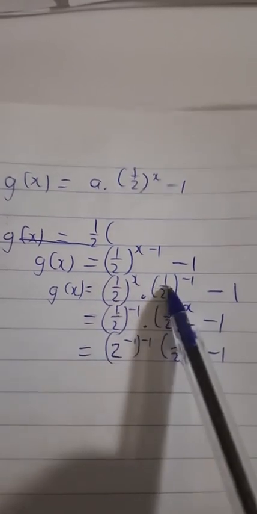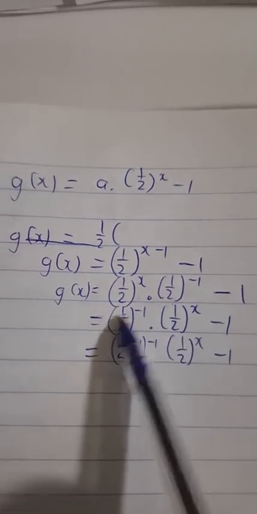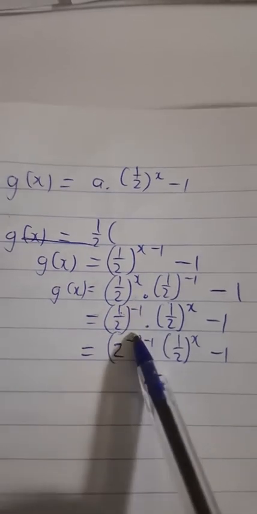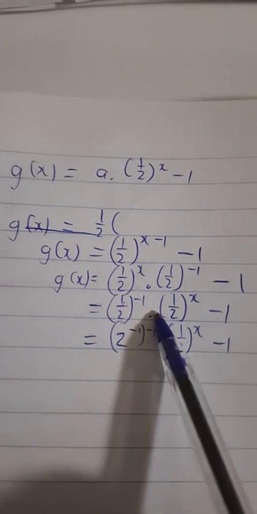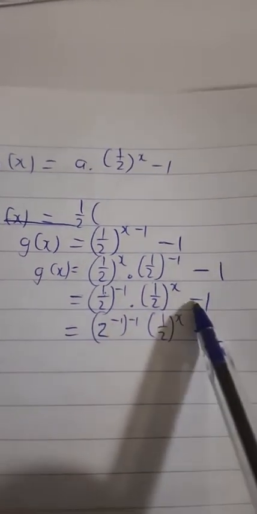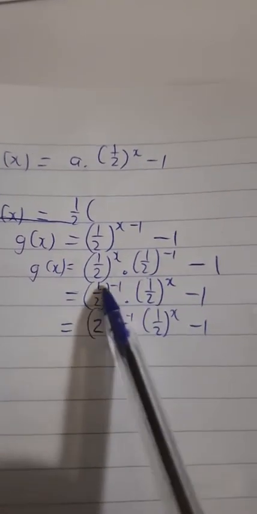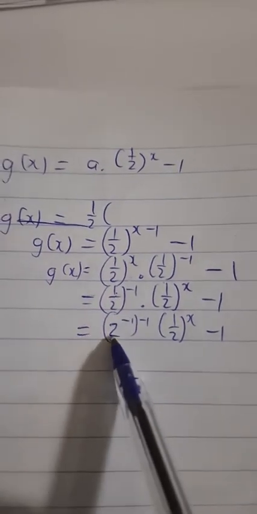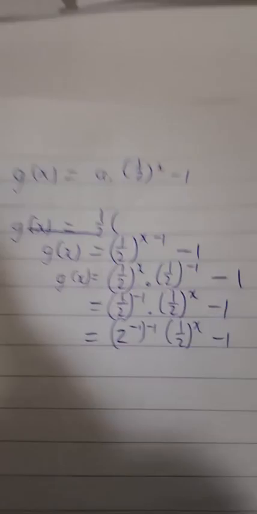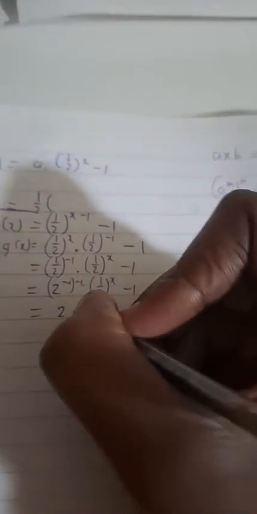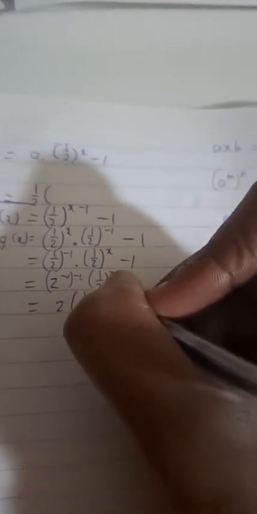Then what did we do? We swapped around. We wrote the half to the power negative 1 first, followed by times half to the power x, which doesn't change anything fundamentally, minus 1. Then what did we do with this half? We wrote it as 2 to the power negative 1, the negative exponent, raised to the power negative 1, and you know that negative 1 times negative 1 gives you a positive. So what we have, guys, is this.